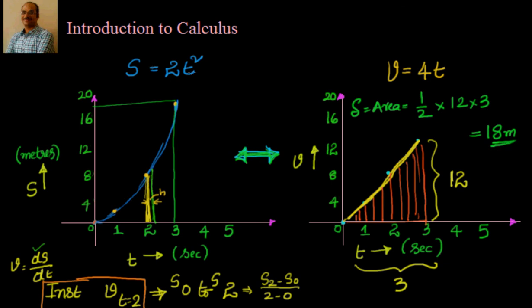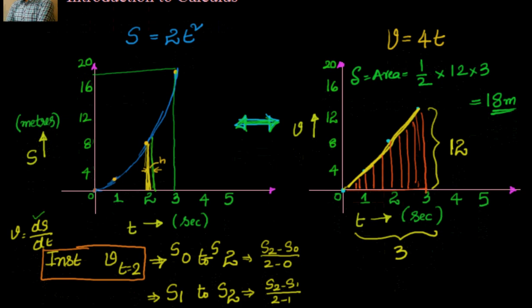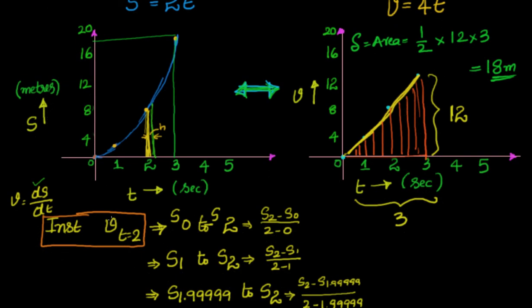So s equal to 2t square is given. We have to find the instantaneous velocity. To find the velocity, you can take 0 to 2, 2 to 3, 1 to 2, but we found that the better one is to go to a value which is almost equal to 2 but not equal to 2. So we said that the difference is h. Now we applied the formula v equal to ds by dt, because that's what the derivative is.